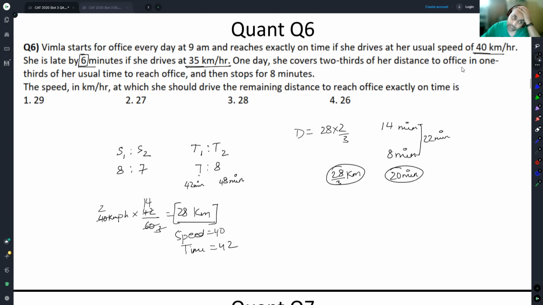We have the distance, we have the time. It will be 28 by 3 into 20 by 60. Within 20 minutes, when you divide it by 20 by 60, it will become 60 by 20. Cancel, cancel, cancel. The speed will be 28 kmph.